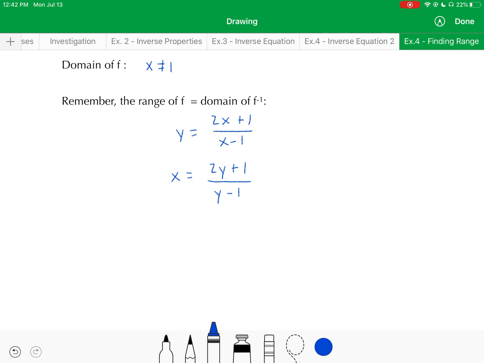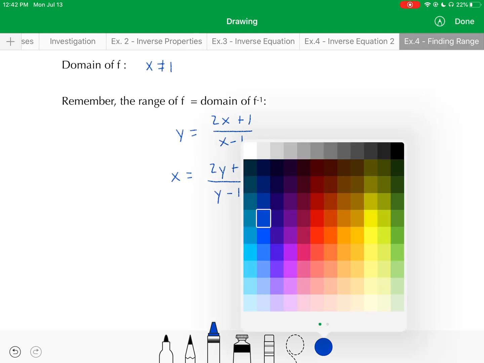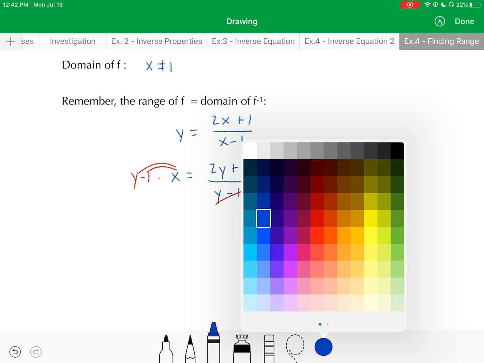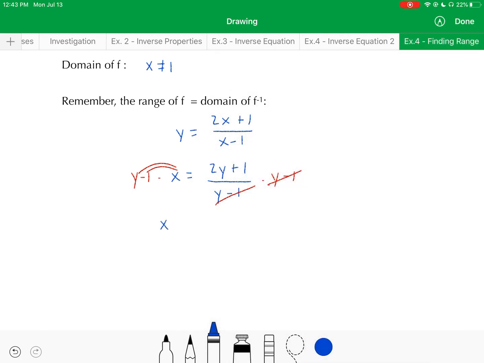And this is kind of a very particular situation that happens. What I'm gonna do is clear the fraction on both sides by multiplying by y minus 1. These will wipe out, and then make sure you distribute here. It's going to lead you to xy minus x is equal to 2y plus 1, okay? And then remember, the goal here is I want to solve for y.